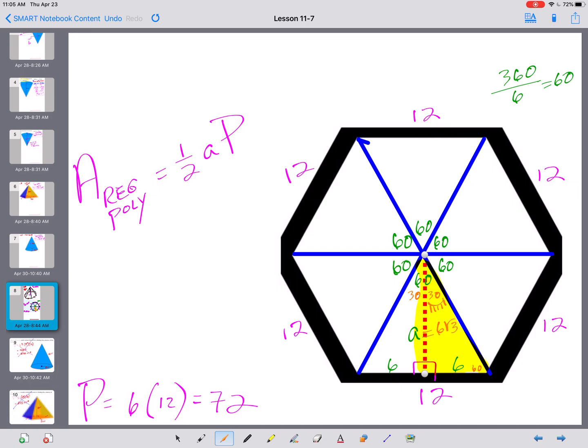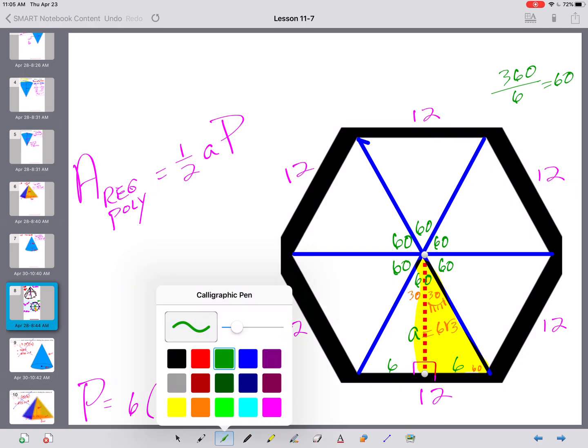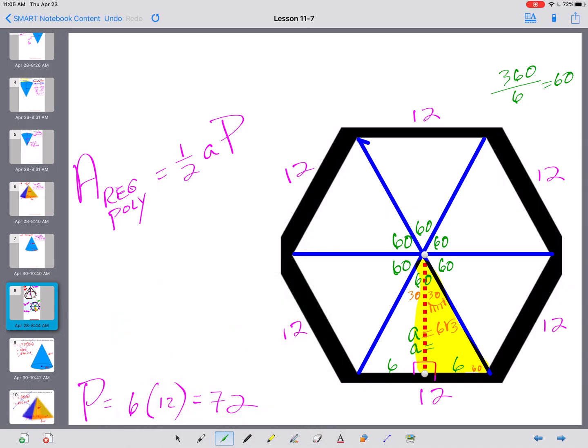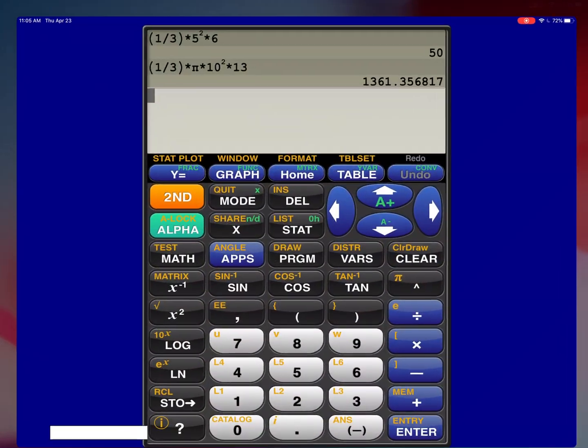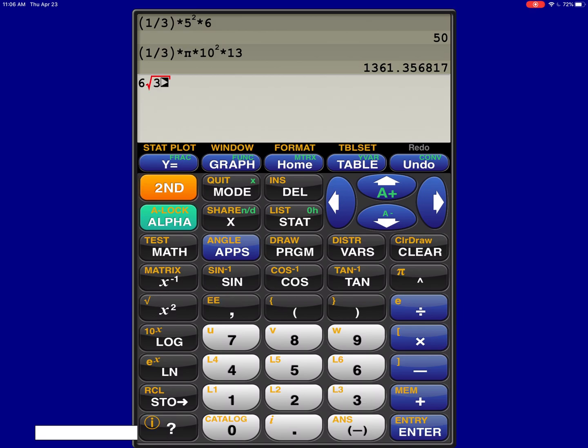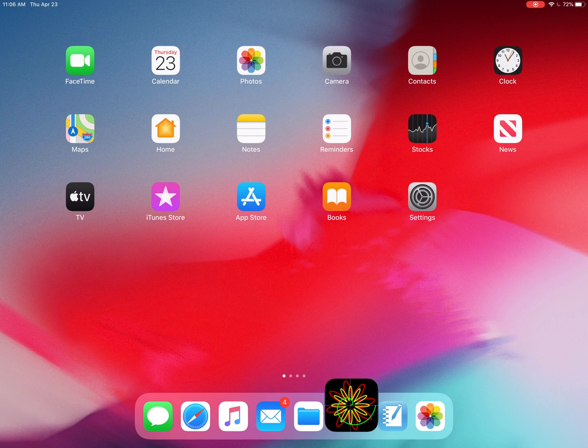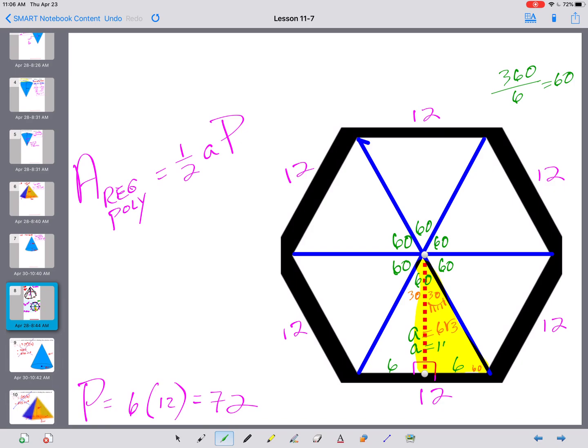Here it is, apothem. Let's go apothem in green. 6 root 3. Nice, 10.39 is what we're going to put down. Okay, let's start plugging them in right here. 1/2, the apothem, 10.39. The perimeter, there it is, 72.